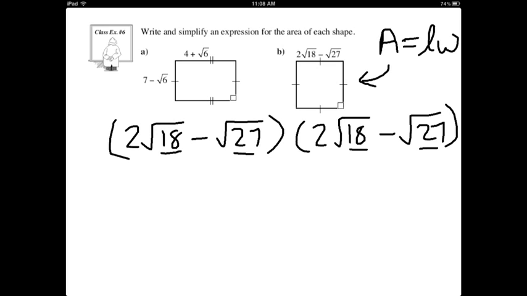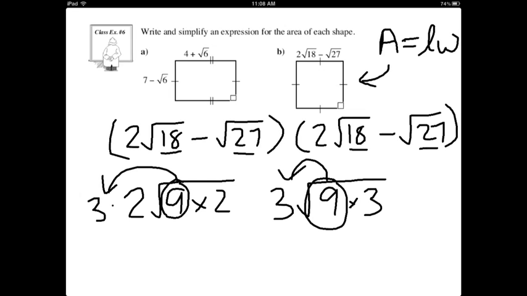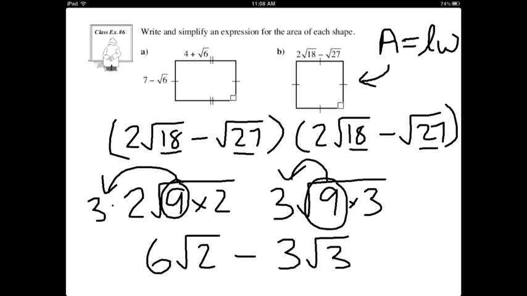So for the first one, we've got 2 root 18. That can be simplified because 18 breaks down to 9 times 2. Take out that 9, bring it outside so you have 3 times 2. With 27, that breaks down to 9 times 3. This can be brought out, that's a 3 now. So what you're left with is 6 root 2 minus 3 root 3. Now let's do this problem with our simplified version.